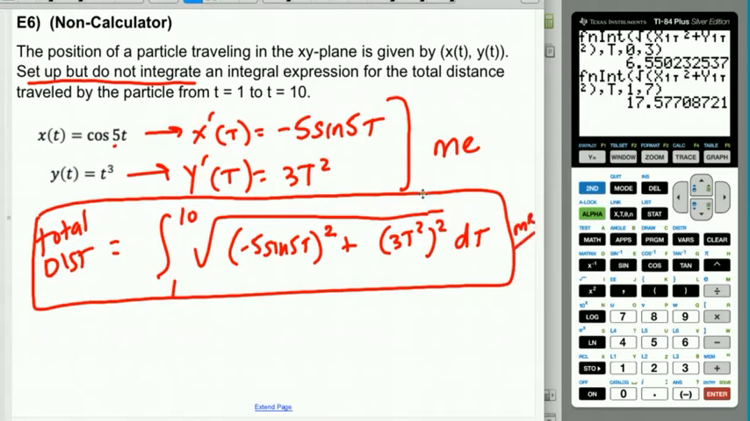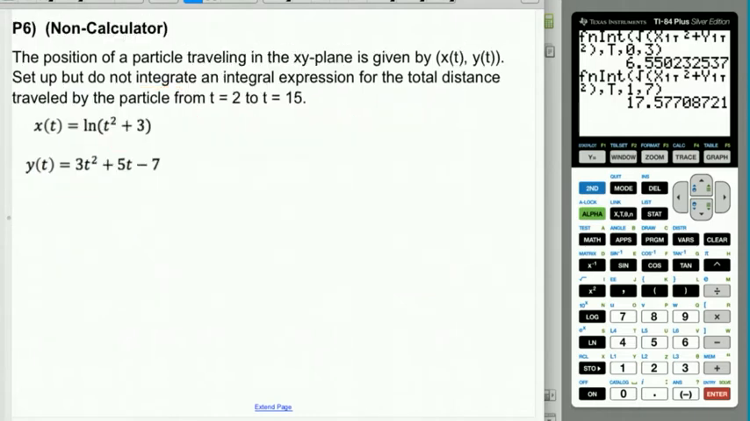But I have to do these things in my brain. Notice that I wasn't given x prime of t and y prime of t. I had to find them, so I should write what they are, right? I need to clarify that that's what they are. All right, you go ahead and try the same thing.